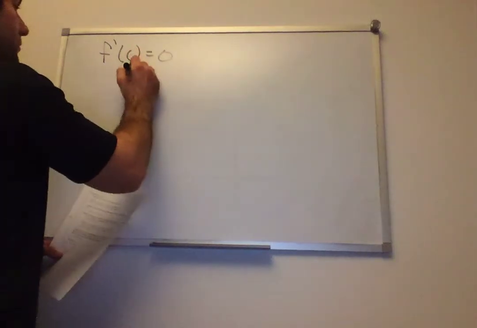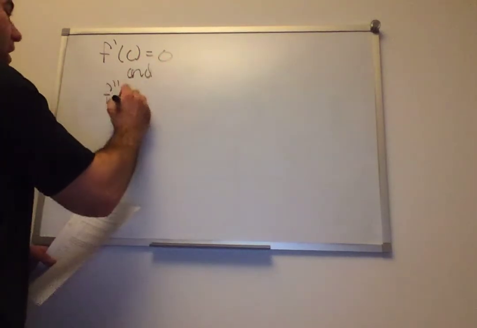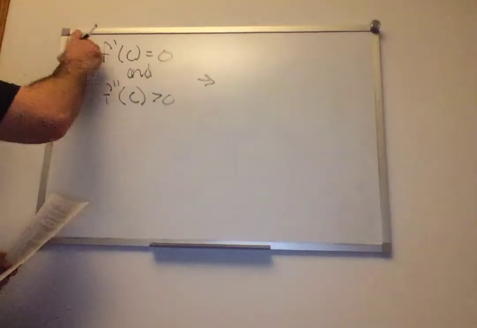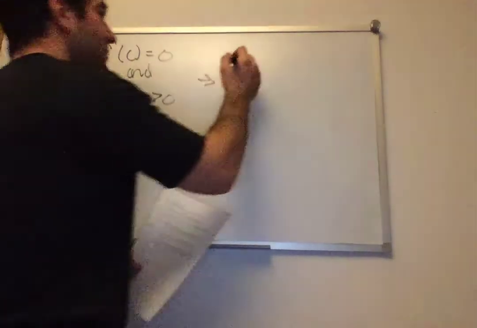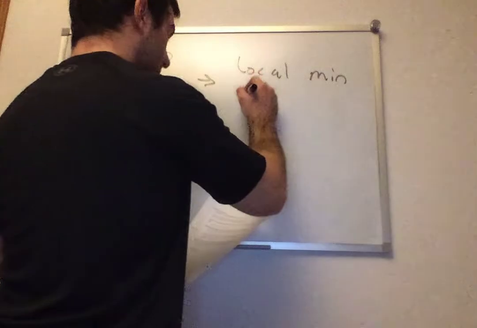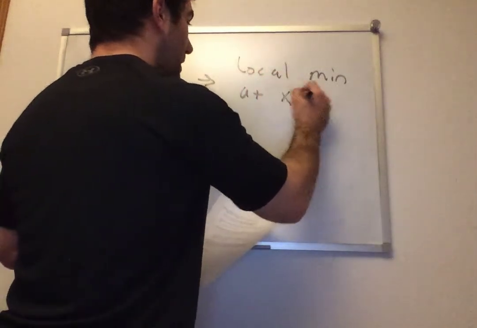And f double prime of c is greater than 0. If you have these two conditions, this means that there is a local min at x equals c.